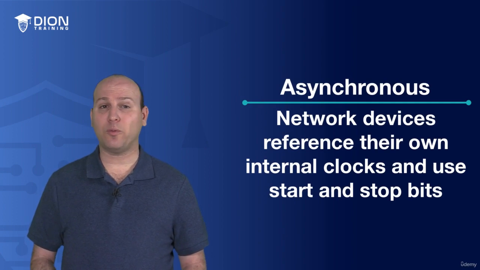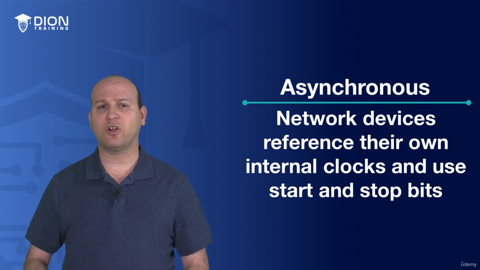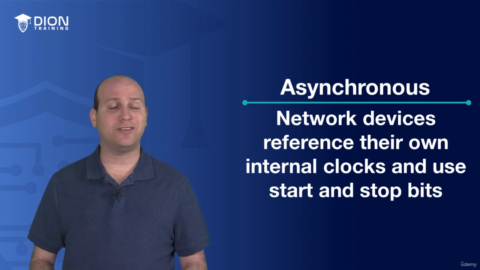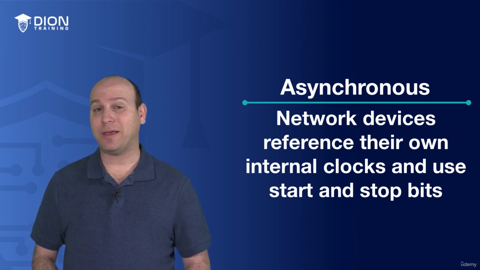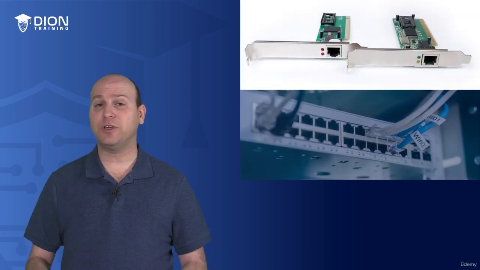And finally, of course, we have asynchronous, which is going to allow each of our network devices to reference their own clock cycles and use their own start and stop bits. In this way, there's no real control over when the devices are allowed to communicate though, and that becomes the major drawback here.